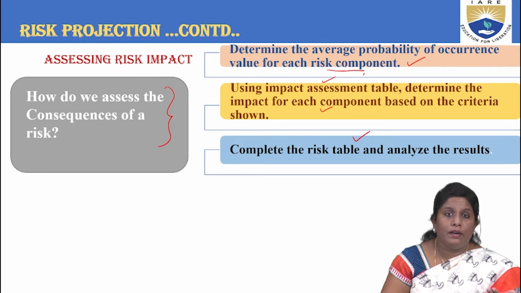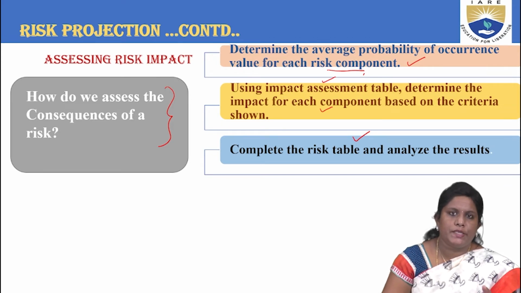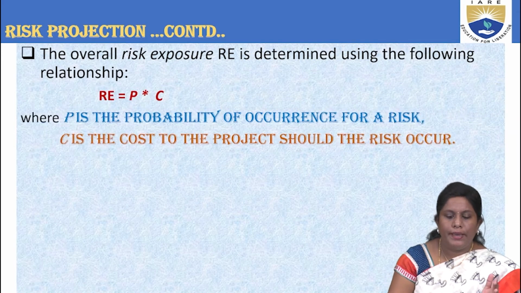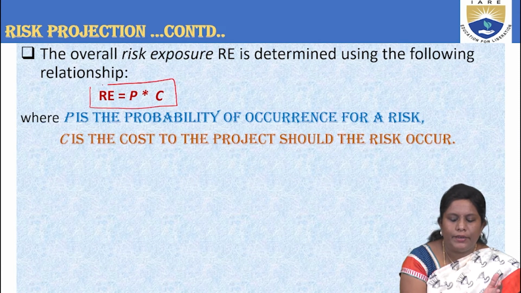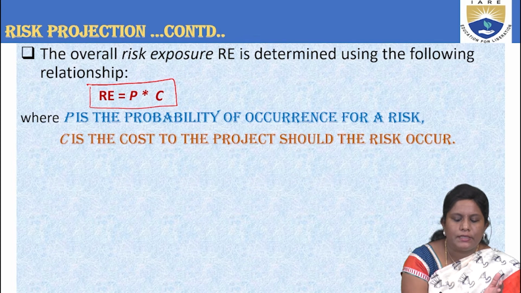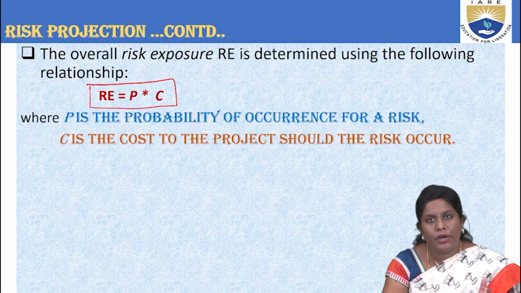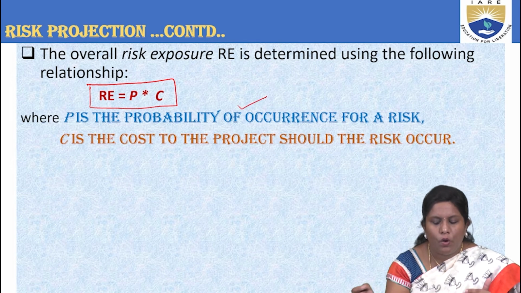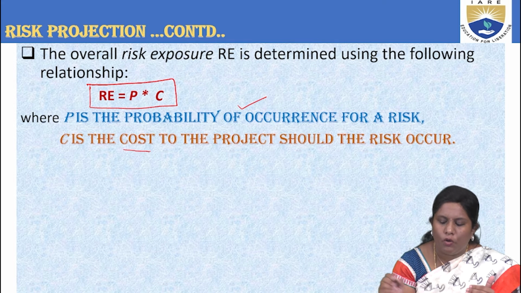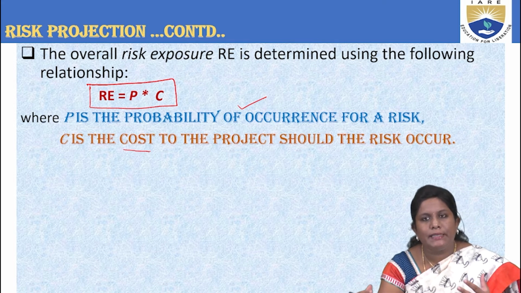Meaning, you have faced some risk. What are the consequences to it? Okay. Now, this particular risk exposure can be calculated with RE, which is nothing but risk exposure, which is a product of P and C. What is this P? How much probability does the risk occur with? And what is the cost of the project? So this in mathematical notation will be discussed in the other videos.